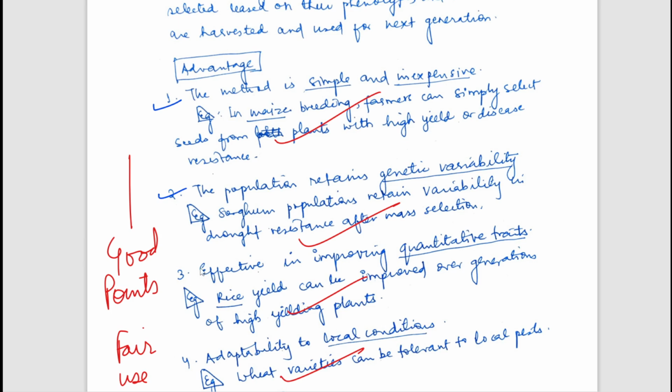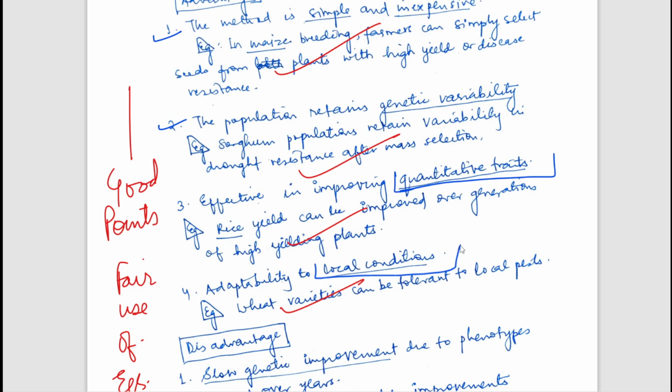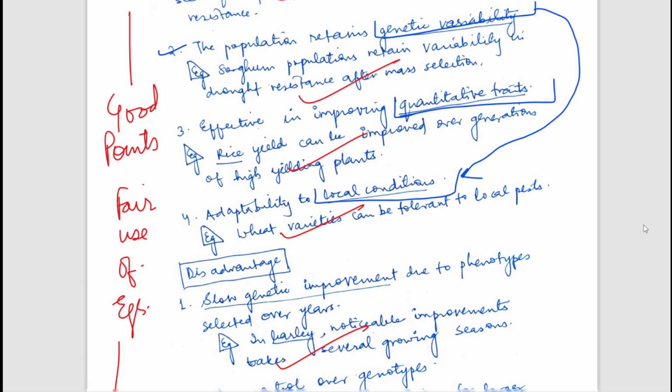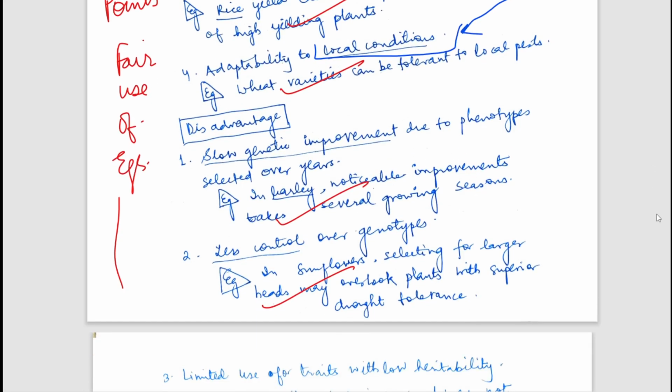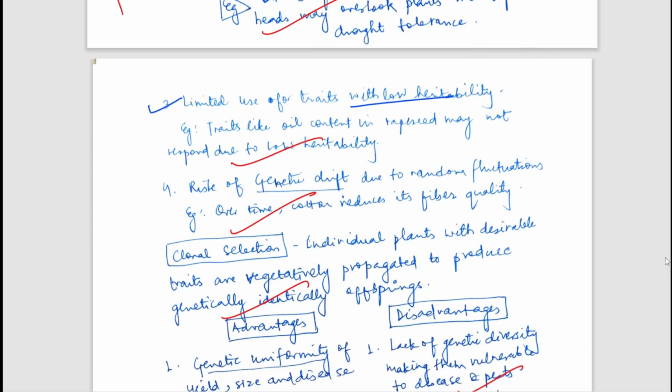It is effective in improving quantitative traits. It can adapt to local conditions well, because genetic variability is retained. So this helps in adapting to local conditions. Now what are its disadvantages? The major disadvantage is that there is slow genetic improvement, there is less control over genotypes, and there is limited use for traits with low heritability. There is also a risk of genetic drift. So all the points have been nicely mentioned.